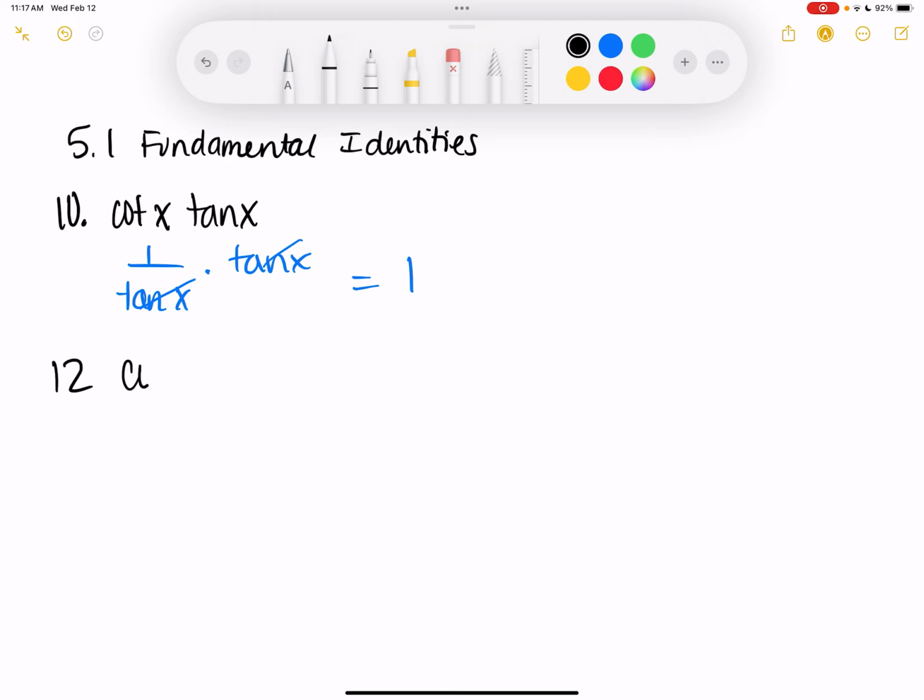12, cotangent of u times the sine of u. And you can change the variable that they're using if you prefer something different, but I'm choosing what they're using. So what can I rewrite in this one? Make cotangent cosine over sine. Yep, I can rewrite cotangent as cosine over sine. So then the sines cancel, and I'm left with cosine of u.